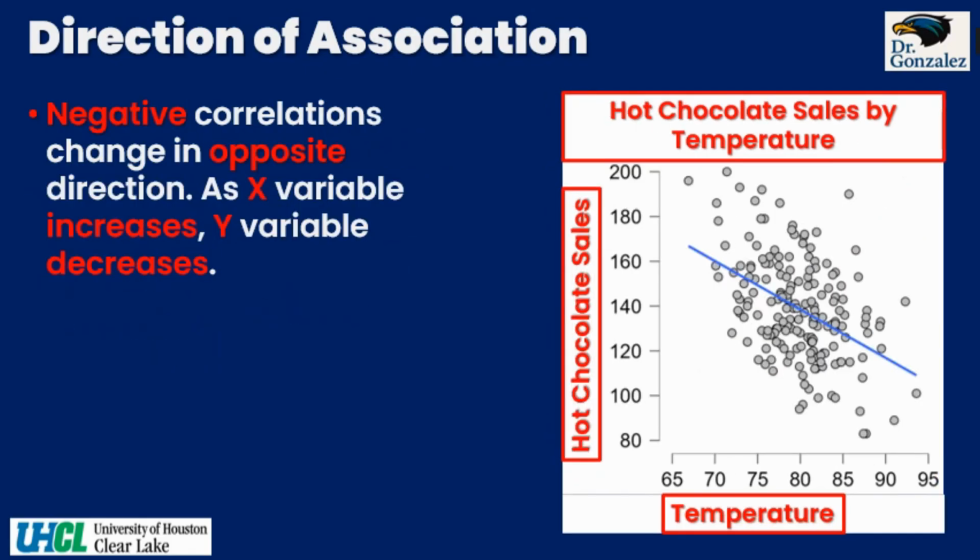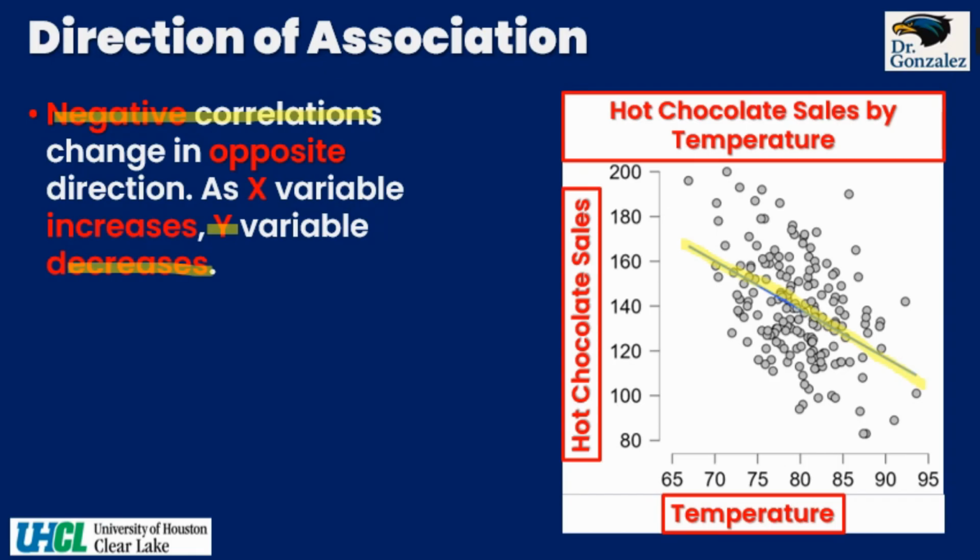Now, a negative correlation is going to be the opposite. So as X variable increases, what happens to your Y? It decreases. So look at our graph here. This is a negative correlation. How do I know? Because my line of best fit is pointing downward. It has a negative slope. Y equals mx plus b. You've got a negative slope there.